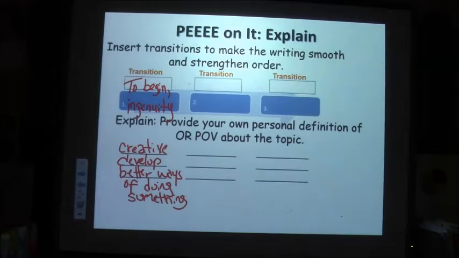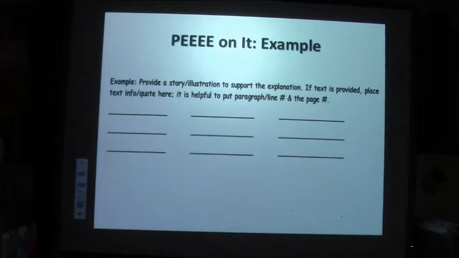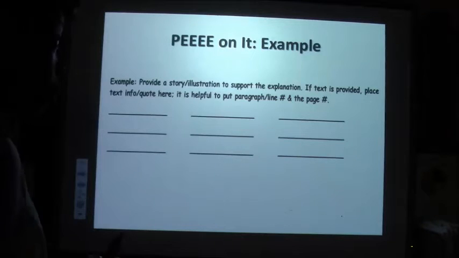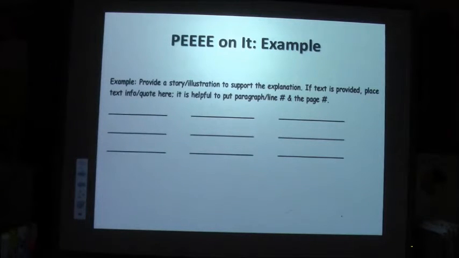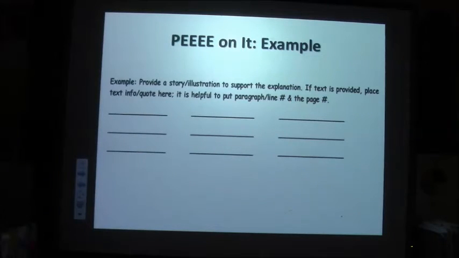To continue on to the next step in P, we're going to P on it still. Remember, we're P'ing on everything. We're P'ing on all our ideas. So we are going to move on to our example. And an example means to provide a story or illustration to support the explanation.